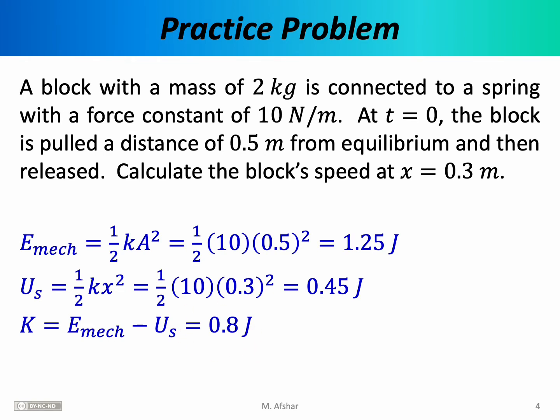Now this is important because we know that kinetic energy is equal to 1/2 mv squared. So we can say that 0.8 joules is equal to 1/2 mv squared. We know what the mass is. The mass is given to us as 2 kilograms up here. And so now we can use this equation here to quickly solve for velocity. And we find that the velocity or speed of the mass at coordinate x equals 0.3 is going to be approximately 0.894 meters per second.